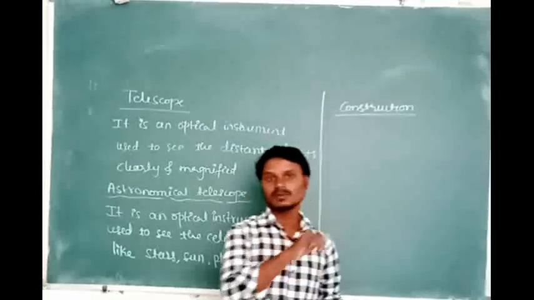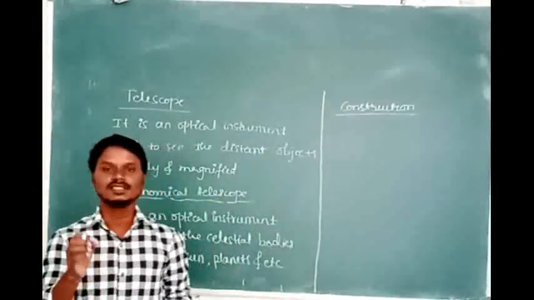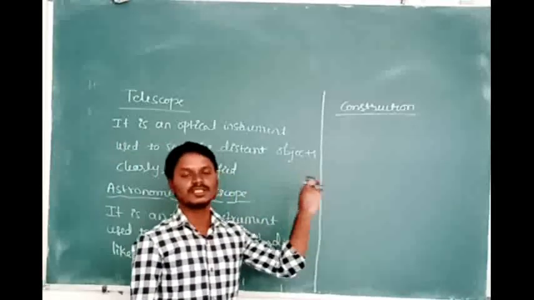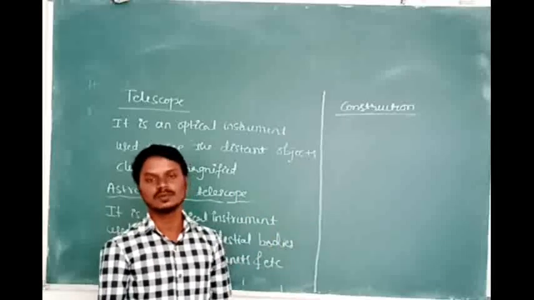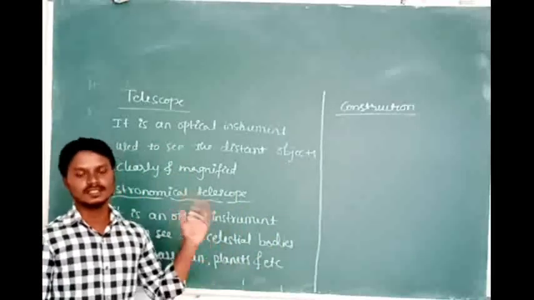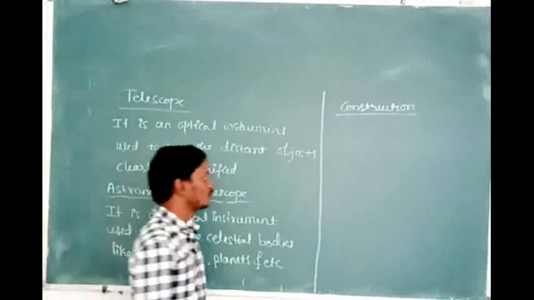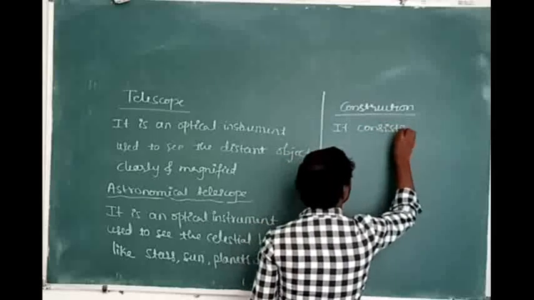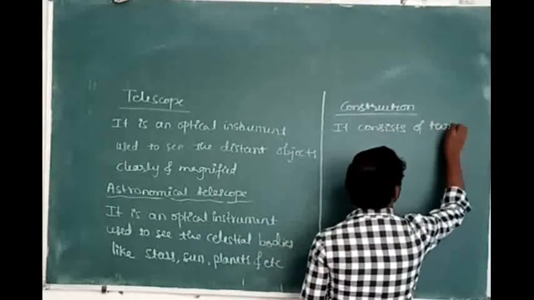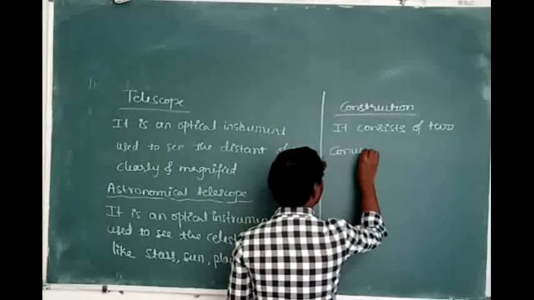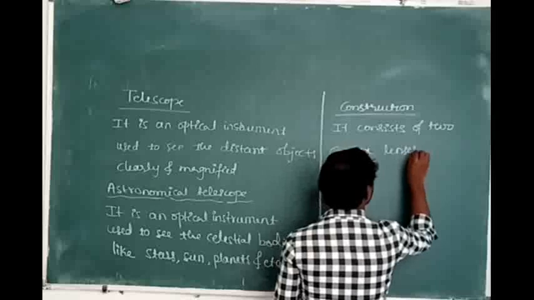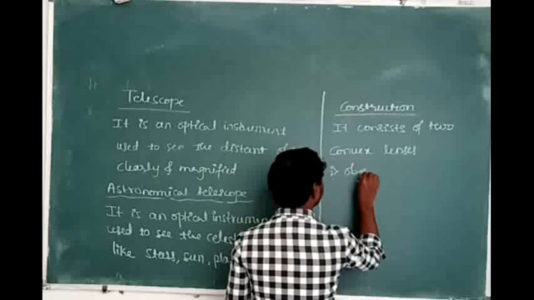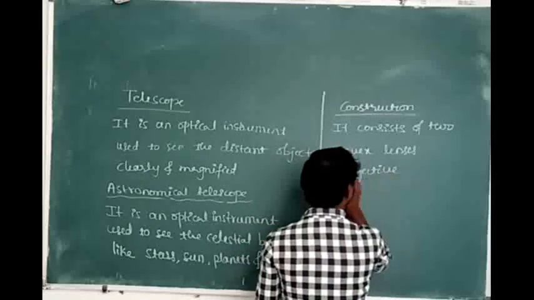And here, in case of compound microscope, the objective lens has a short focal length and small aperture. But in case of telescope, the objective lens has a large aperture and large focal length. Okay, this is the difference between the compound microscope and telescope. It consists of two convex lenses, also called converging lenses. First one, that is the objective lens, also simply called the objective.